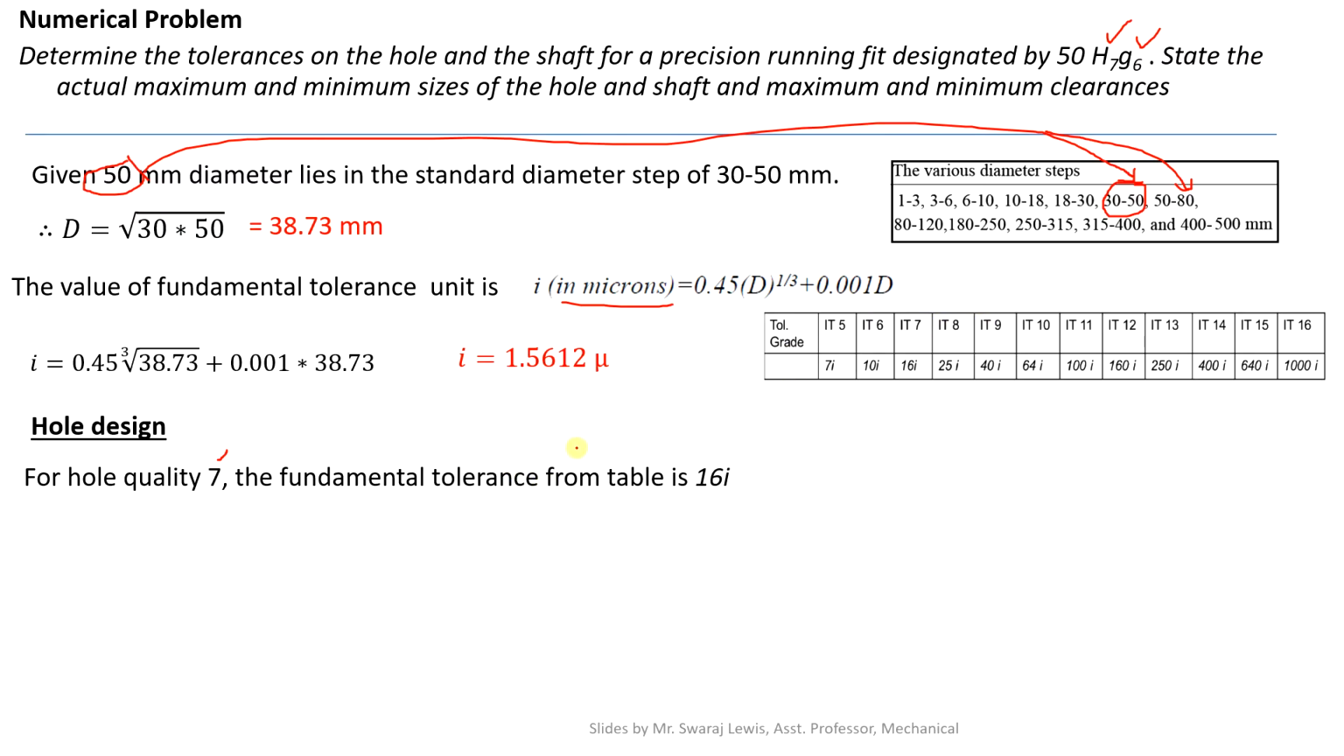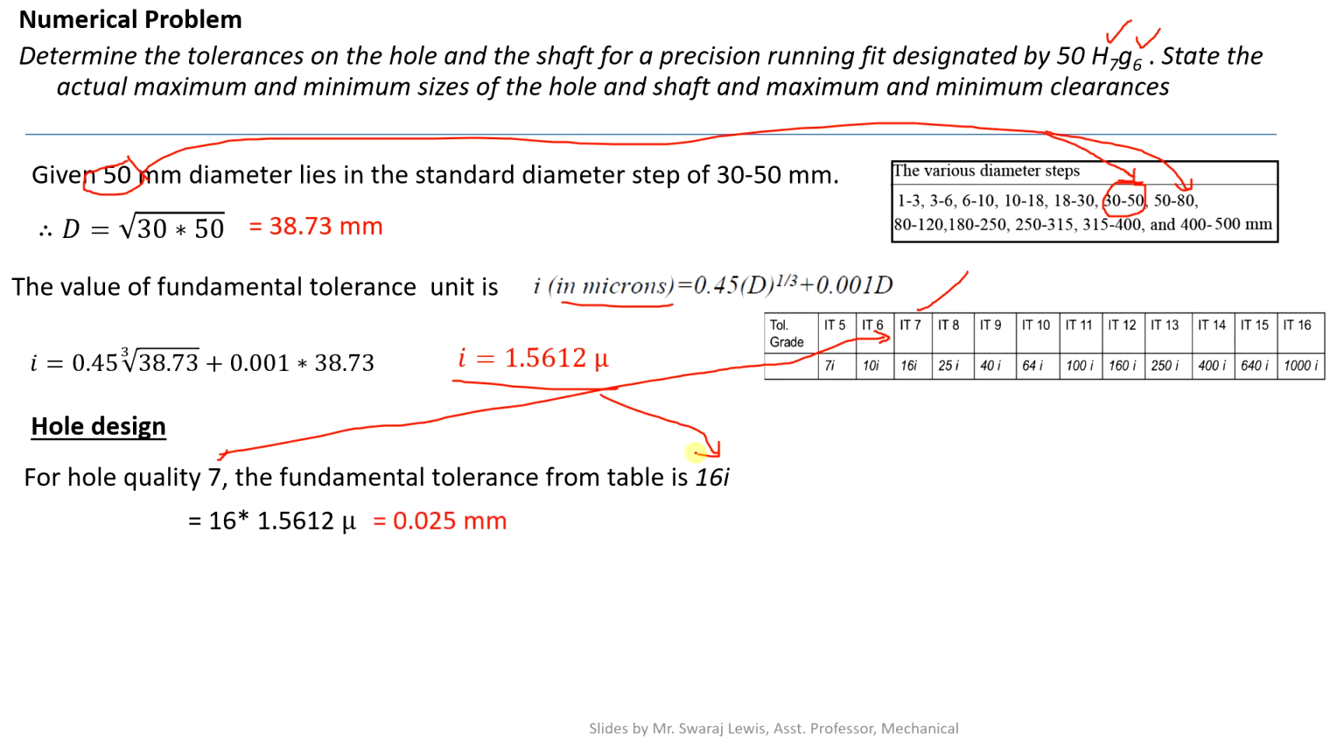Fundamental tolerance IT7 is shown here. You can see here IT7 is given as 16i. So 16i, where i is already calculated, you have to substitute from the previous calculation. And remember, your answer will be in micron itself. You get 16 into 1.5612 microns, or you can write it as 0.025 mm. It's already converted, because all our dimensions will be in mm, later it will be easy for substitution, so I have converted into mm.